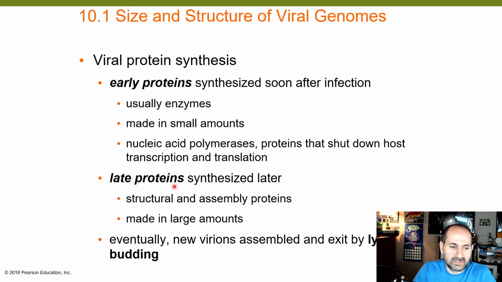And then later on, these are late proteins, which are synthesized later on. These include structural and assembly proteins, which are made in large amounts. So eventually, new virions are assembled and exit either by lysis or by budding. If it exits by lysis, remember, usually they don't have envelopes. If they exit by budding, that's how usually you end up with an envelope.